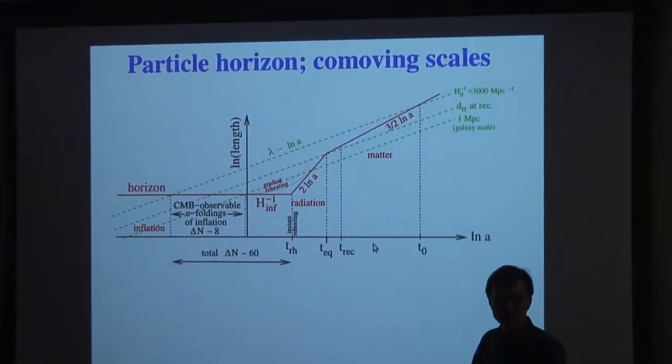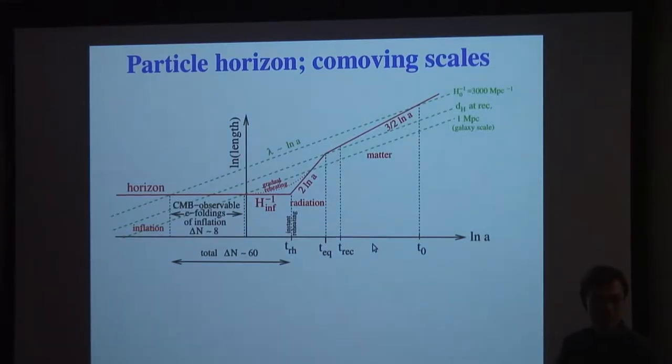Yes? Why is the horizon size constant during inflation? Doesn't the horizon size shrink during inflation and then get bigger? It's defined to be the inverse Hubble. Oh, I see. Yeah, it's just the inverse Hubble rate during inflation, which is approximately constant.